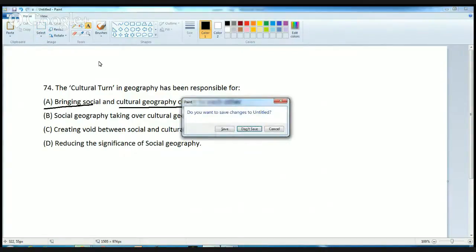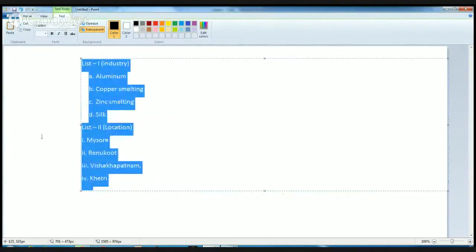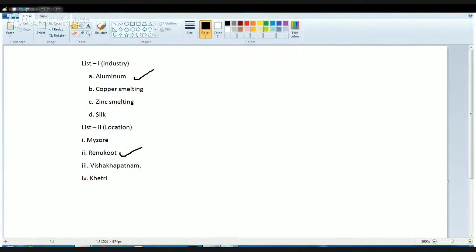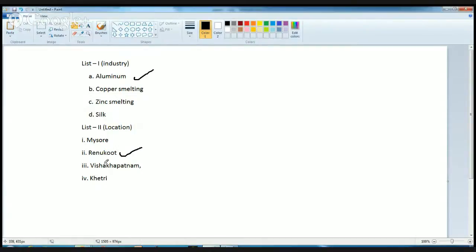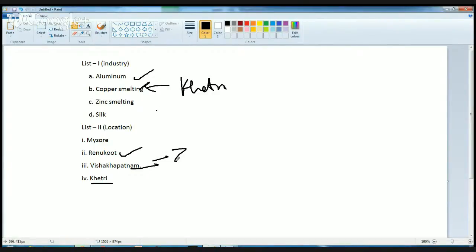Now the next question and the final question for UGC is, here is the list of industries and you have to match. As we all know, Renukoot is known for aluminium industry. Then you have Khetri, known for copper smelting in Rajasthan. Then you have zinc smelting in Vishakhapatnam. And finally, Mysore is well known for silk and silk products.